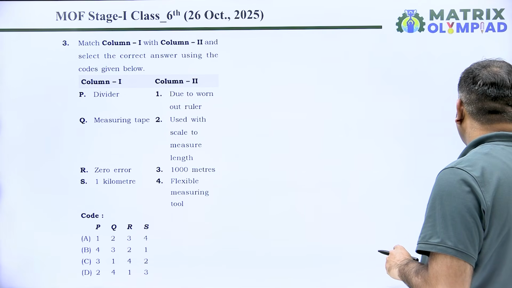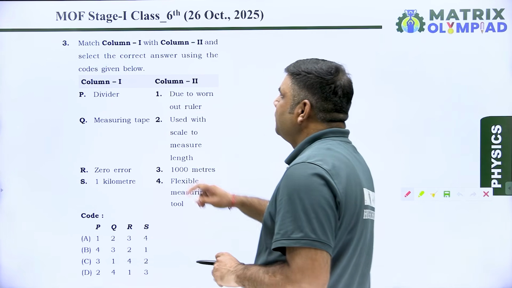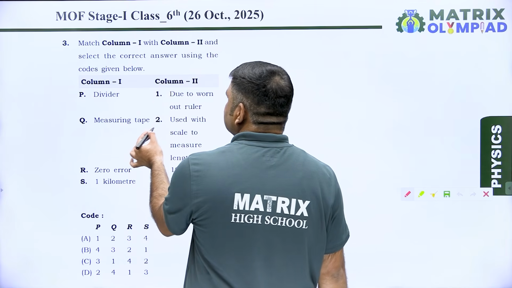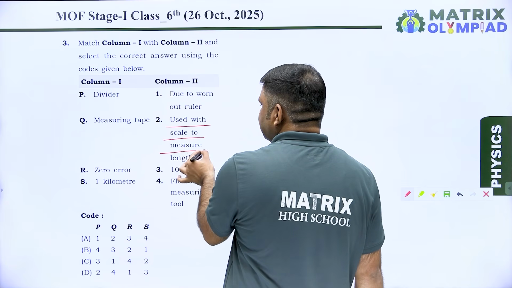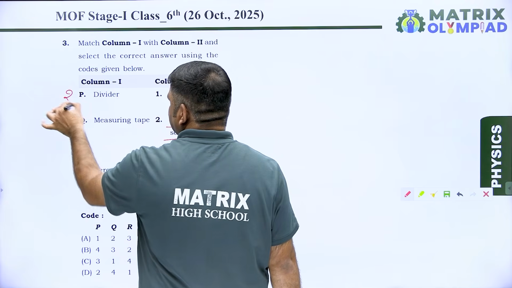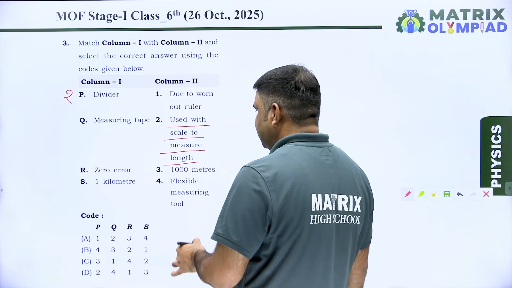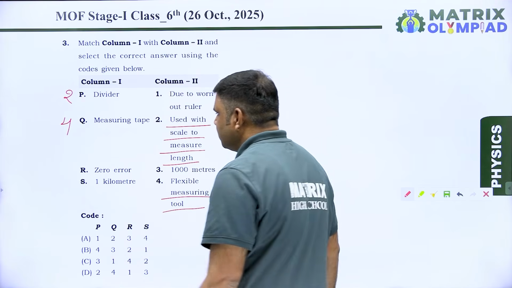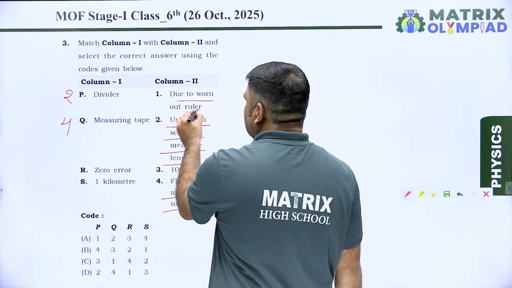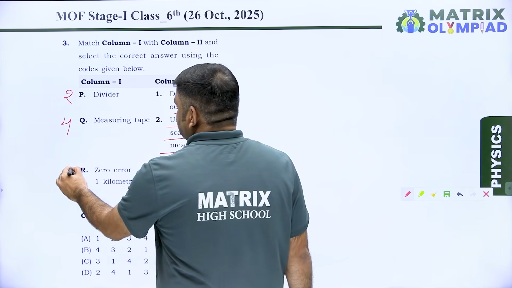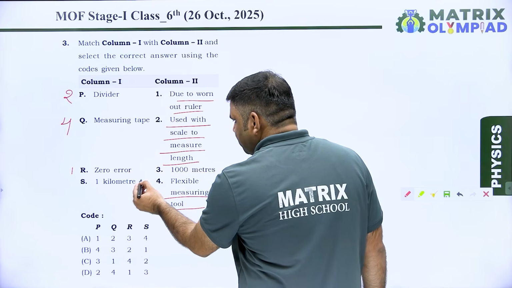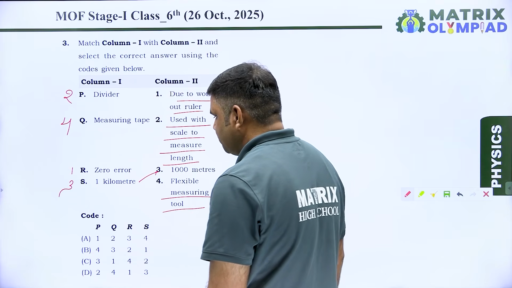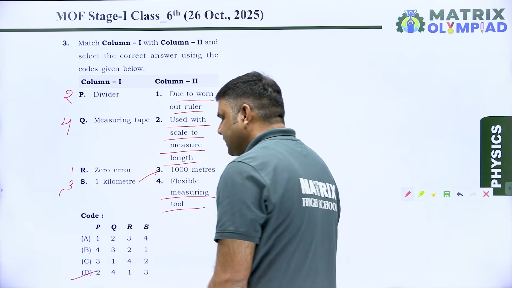Question number 3 is based on match the column. So the first column is matched with the second column. P, divider. Divider is used with a scale to measure length. So P is connected with 2. Measuring tape. What is a measuring tape? A flexible measuring tool. So Q is connected with 4. Zero error. Zero error is due to the end of the ruler. S is connected with 1 kilometer has 1000 meters, so 3. So our correct answer will be option D, 2, 4, 1, 3.